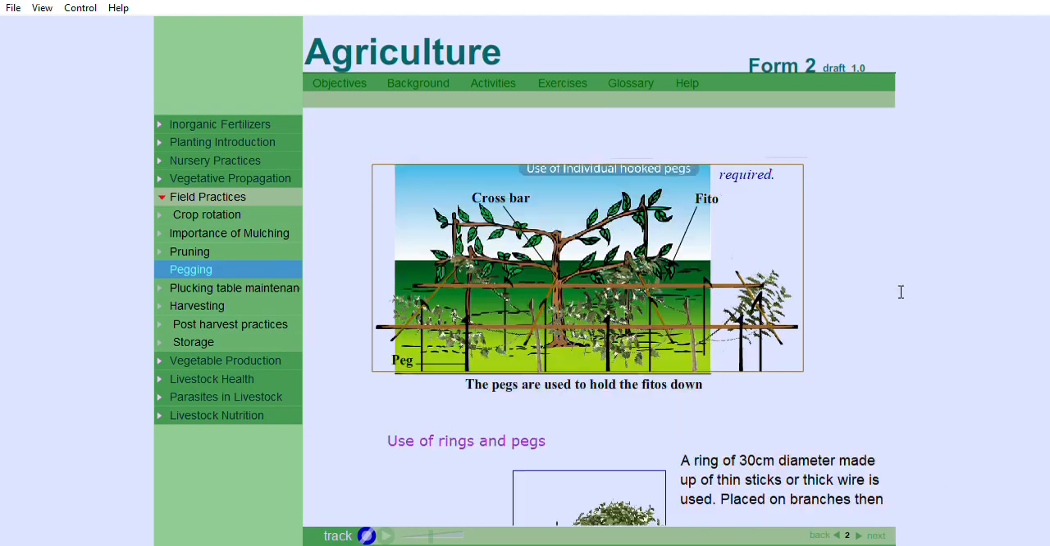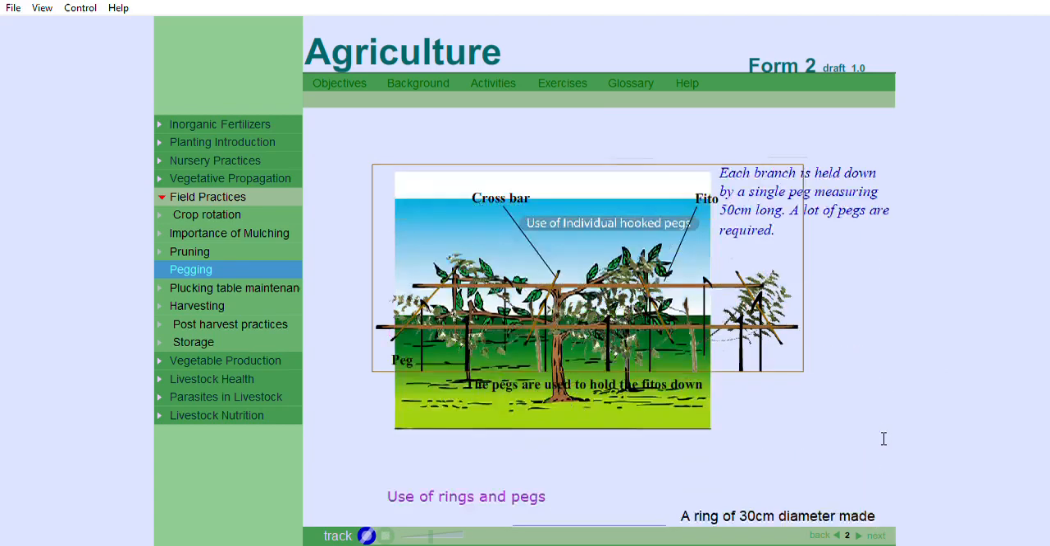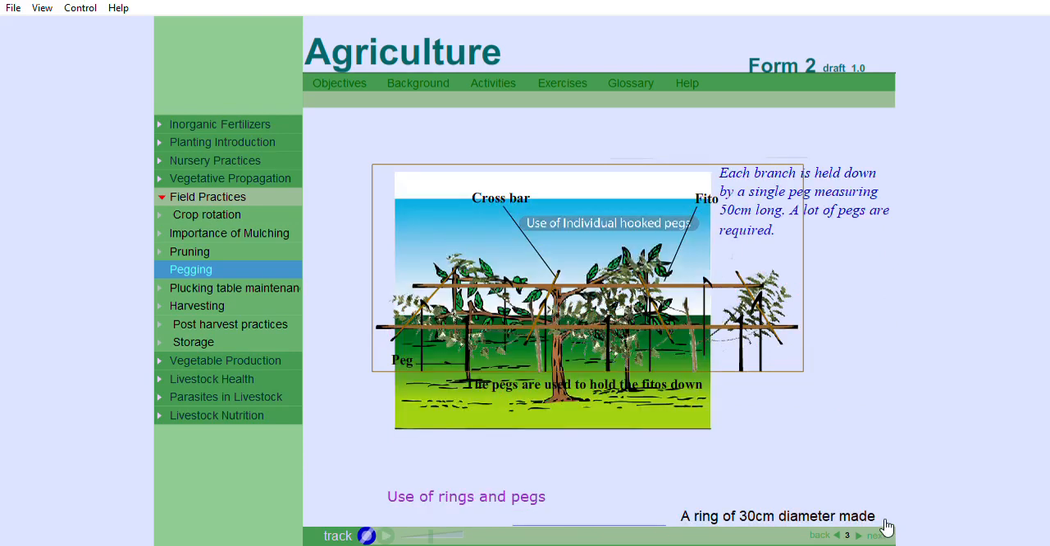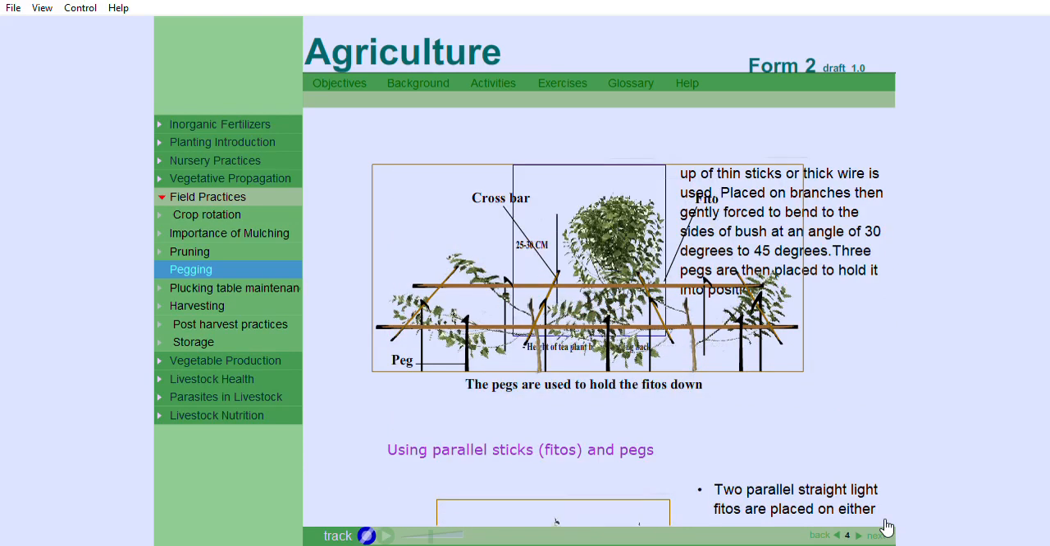Use individual hooked pegs. Use of rings and pegs. Using parallel sticks.